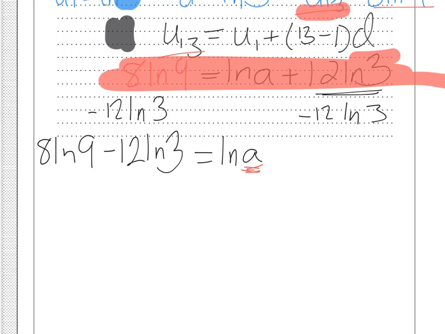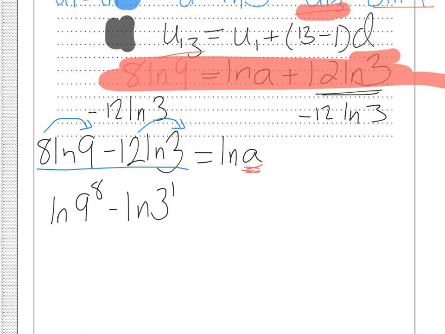A is nearly on its own. It's inside a logarithm. We'll deal with that in a second. And the easiest way to deal with that is to combine all of this into a single logarithm, ln of some number. And the first step towards doing that is to bring these powers up. So instead of 8 ln 9, I get ln 9 to the 8. And instead of 12 ln 3, I get ln 3 to the 12, is equal to ln A.